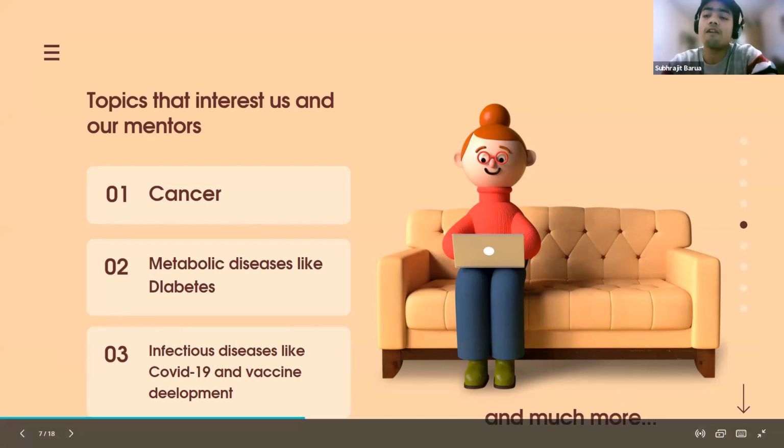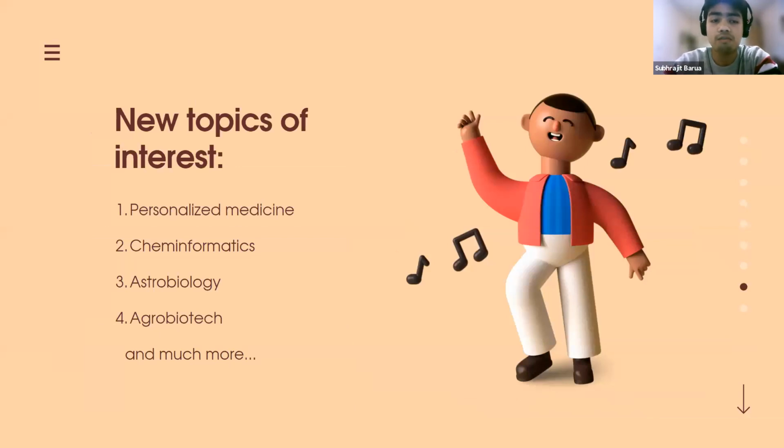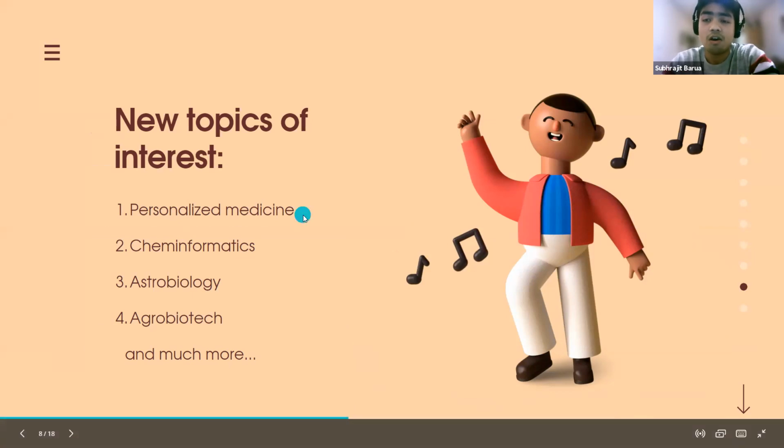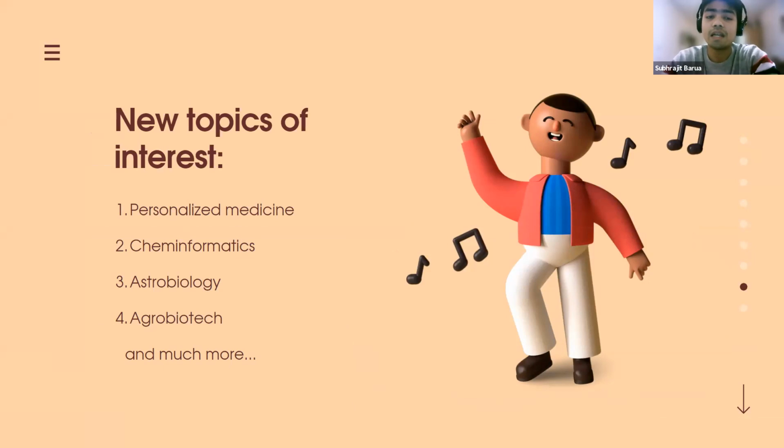Many of them are very new to this domain of bioinformatics and omics. For example, personalized medicine, although not so new, but it's something which we are beginning to get a grasp of at a very young level of our career. So that's really another exciting domain which we would love to learn more about from the guests and from the experts and the mentors that we have.